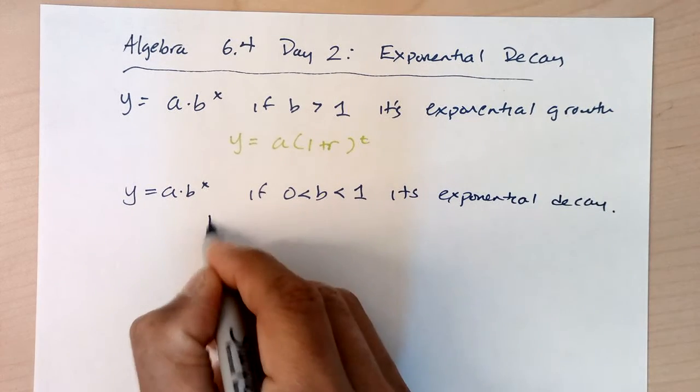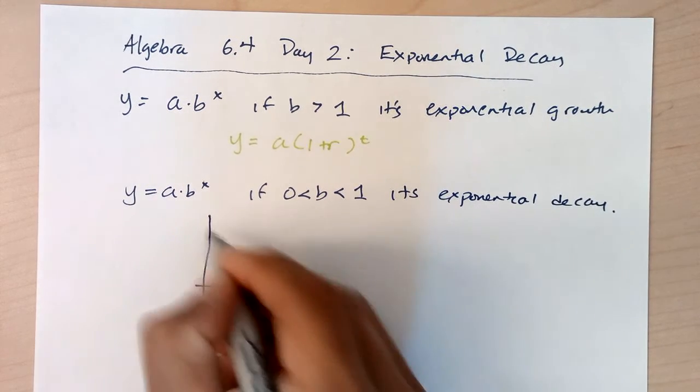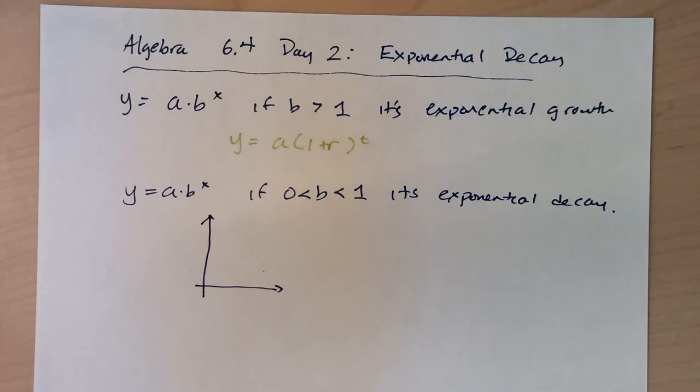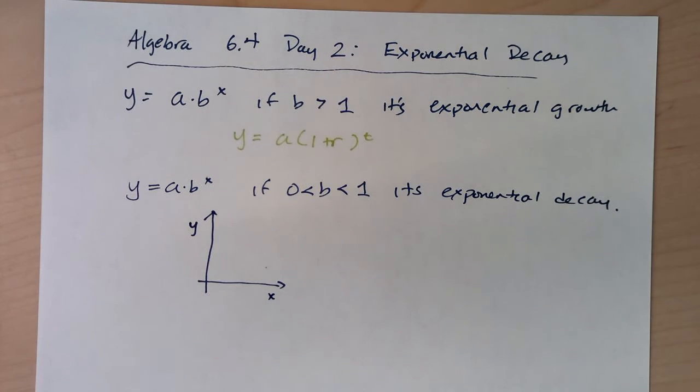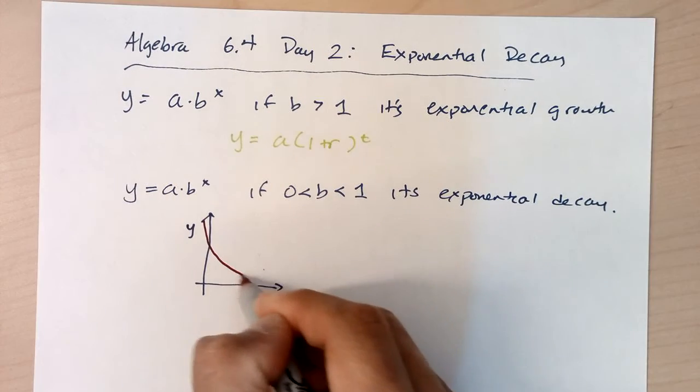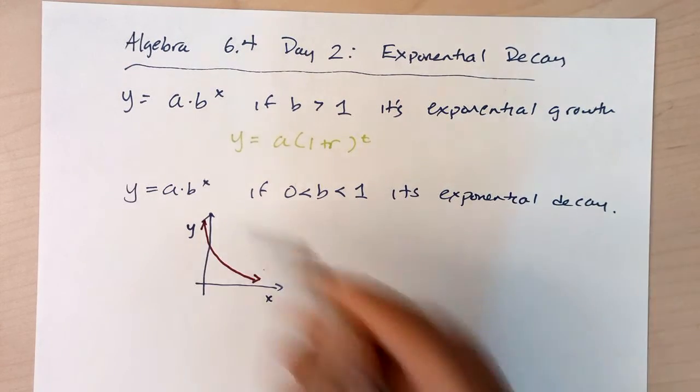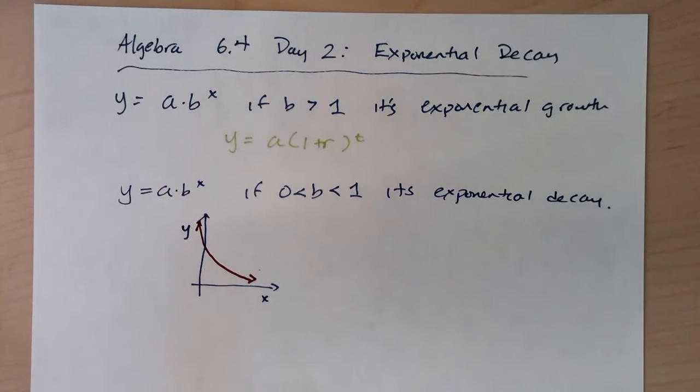If you graph exponential decay, like we talked about previously, the basic shape of the graph, if this is my x-axis and this is my y-axis, is that the graph would go down from left to right. It would look like this. It would keep getting closer and closer to 0, or the x-axis, but never touch it or go through the x-axis.